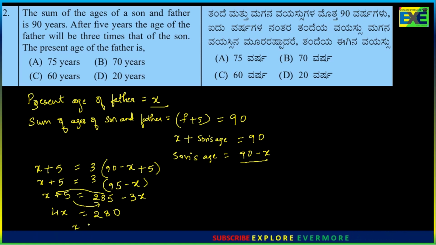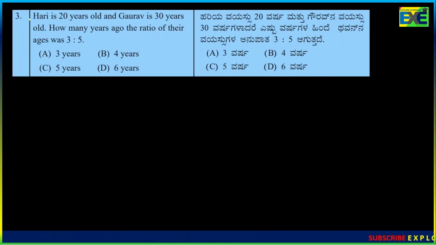So x will be 70. So we have that as option B. Now let's see the next question. Hari is 20 years old and Gaurav is 30 years old. How many years ago was the ratio of their ages 3:5? This is a little tricky question, but it is easy to solve.